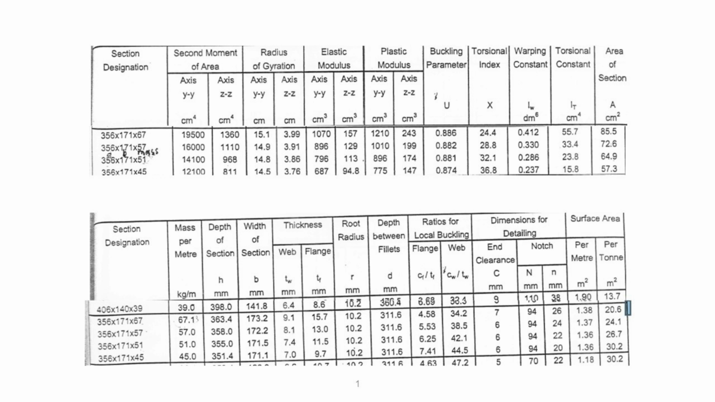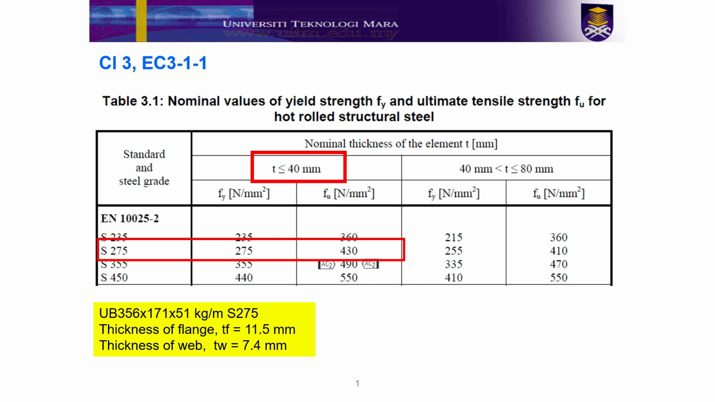3b-Classification section, as shown here. First, let us determine the strength classification of the given beam. Table 3.1 is used to determine the nominal values of the yield strength and the ultimate tensile strength for the hot-rolled structural steel. In our example, the steel grade that we used is S275, while the thickness of the flange is 11.5 mm, and the thickness of web is 7.4 mm, as both thicknesses are less than 40 mm. Therefore, from Table 3.1, we can see that our strength values are fy equals 275 and fu equals 430.